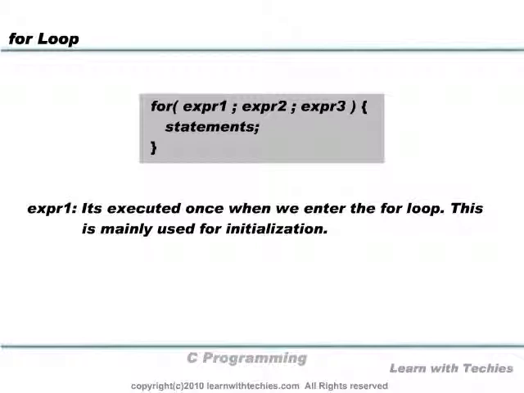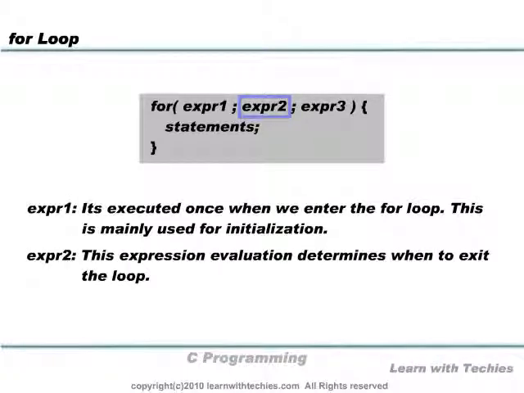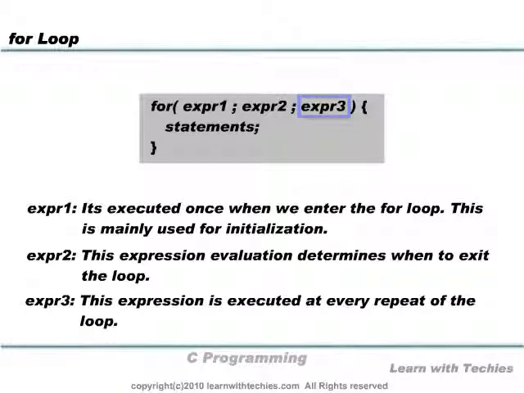The next one is expression 2. This expression evaluates the condition, based on which the loop will be continued or exited. This expression basically decides when to exit the loop. And the last one is expression 3. This expression is executed at every repeat of the loop. It is basically used to change the values of some control variables, before we repeat the loop. Every time the loop is repeated, the statements within the loop are executed.